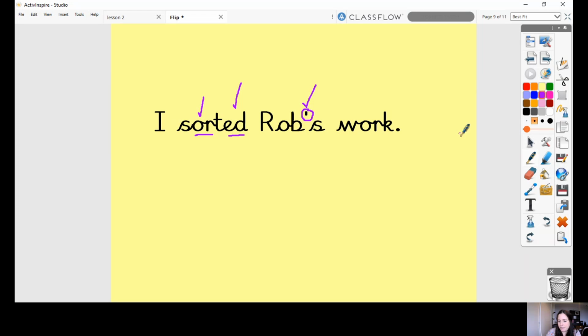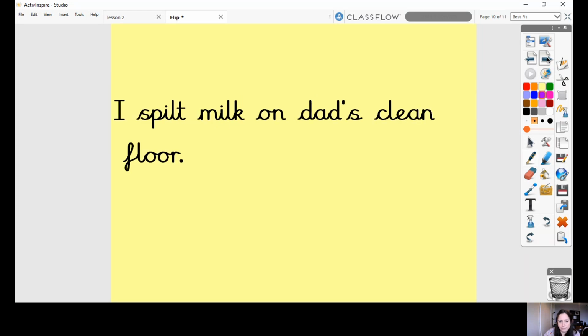Pause it here. And then when you're ready, we will go on and have a go at marking it. Here we go. Let's have a look at the apostrophe S. It's Dad's clean floor because he's just cleaned it. And floor is a common exception word. So give yourself a tick for Dad's and a tick for floor. Any that you've got wrong, just write them at the bottom in your different coloured pen.